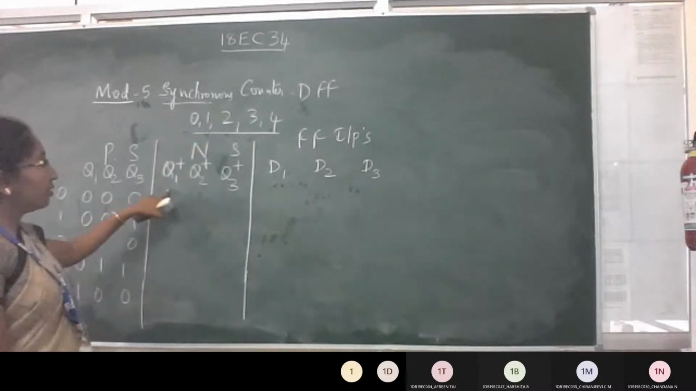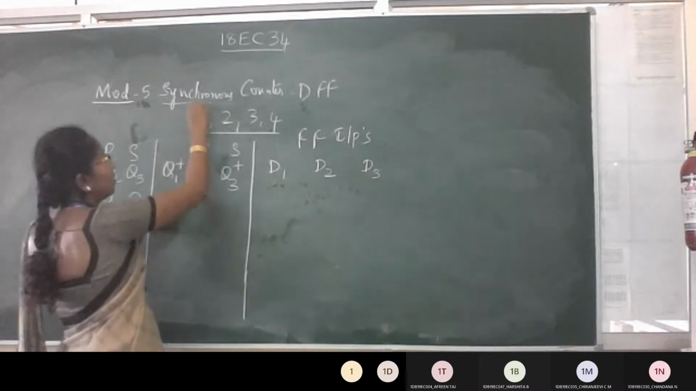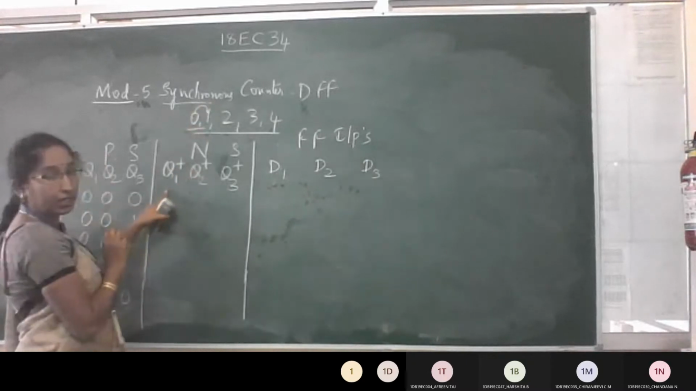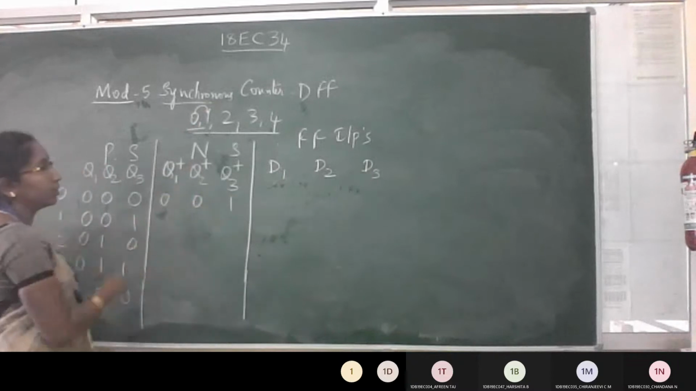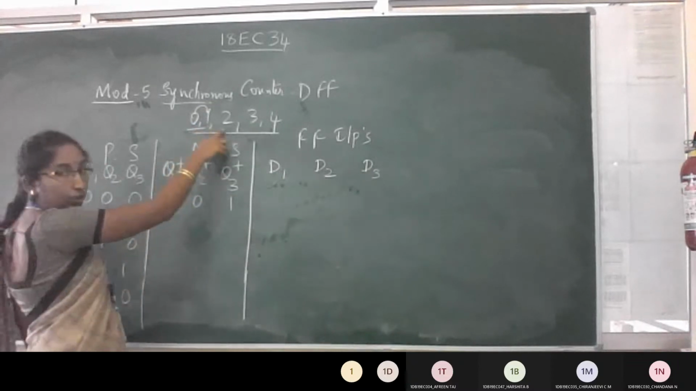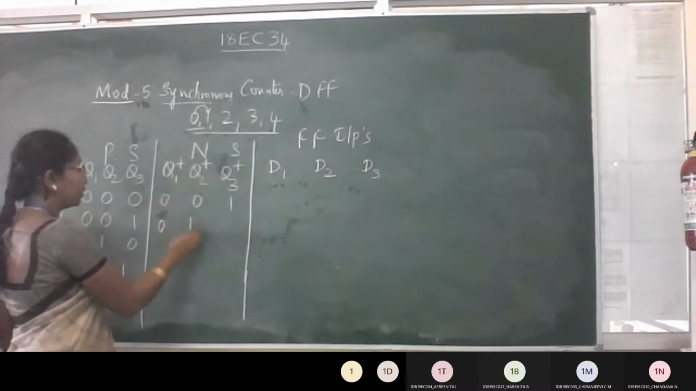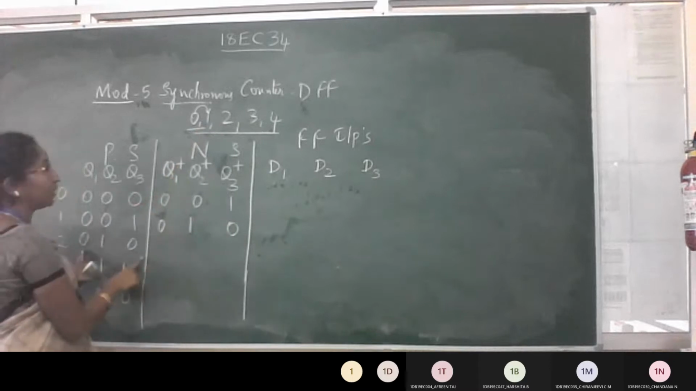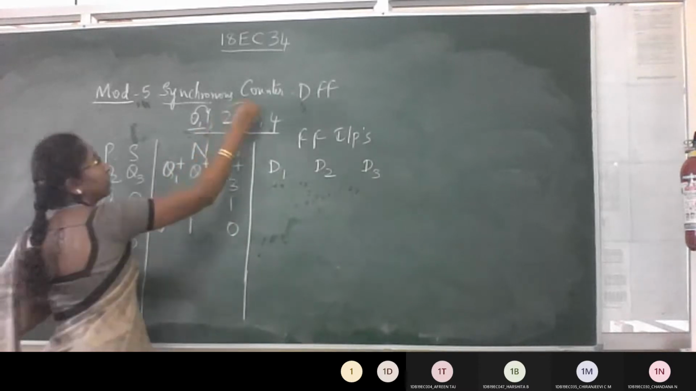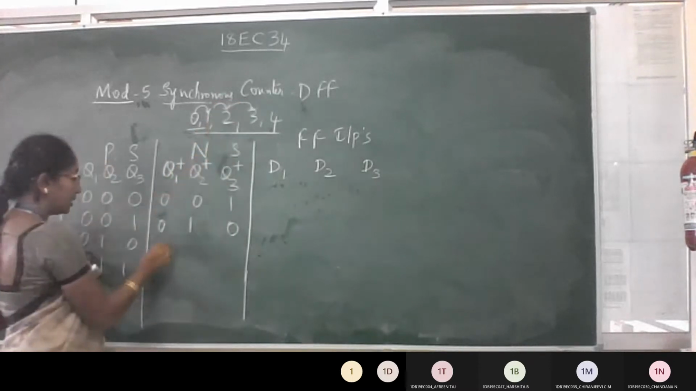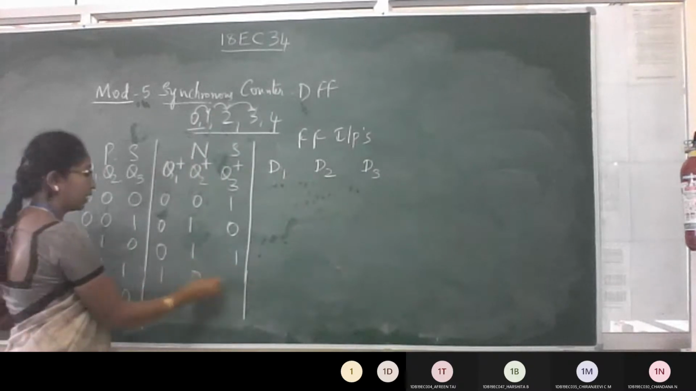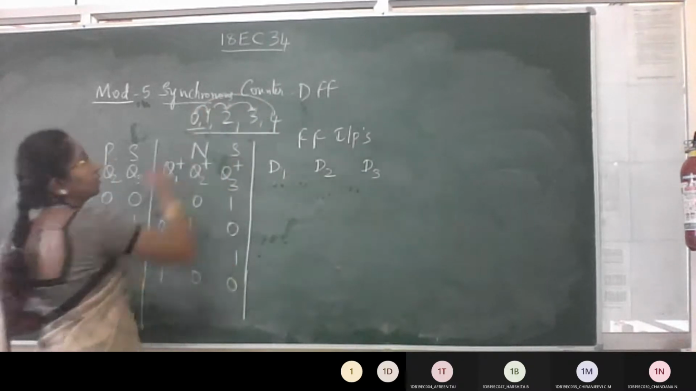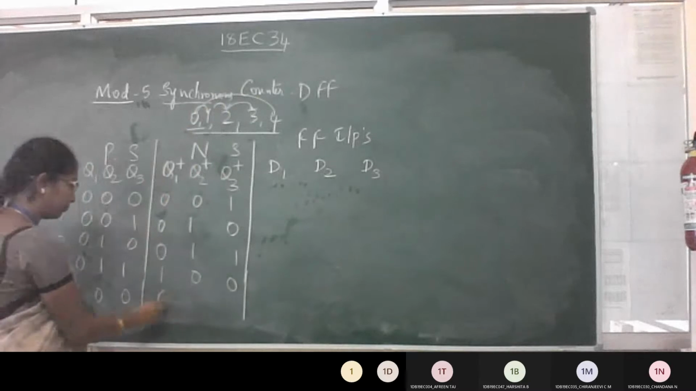Next state. When you are in present state 0, you are moving to state 1. So 1 in 3 bits, 001. Similarly from 1 to 2, so 2 means 010. From 2 to 3, so 3 means 011. 3 to 4, and again 4 back to 0.